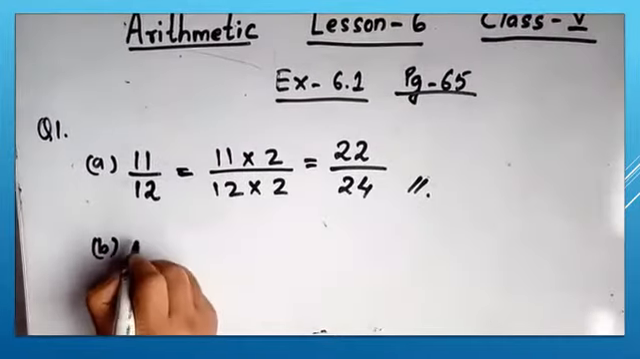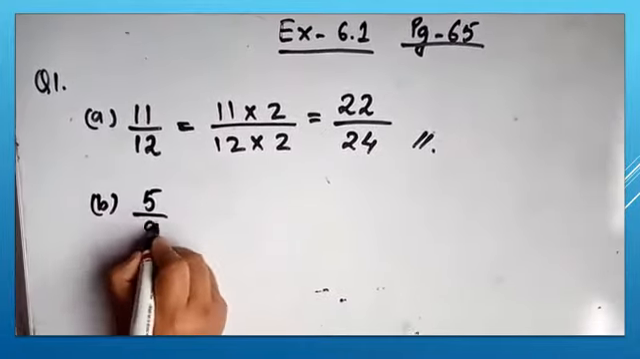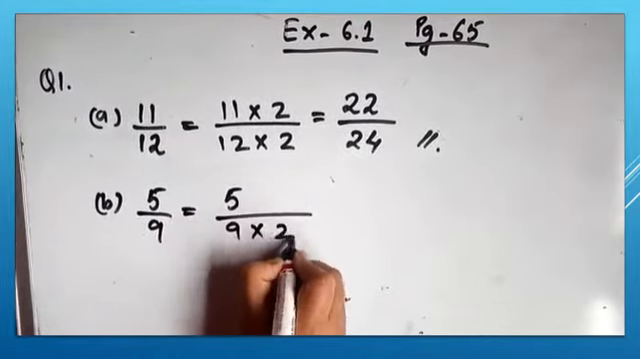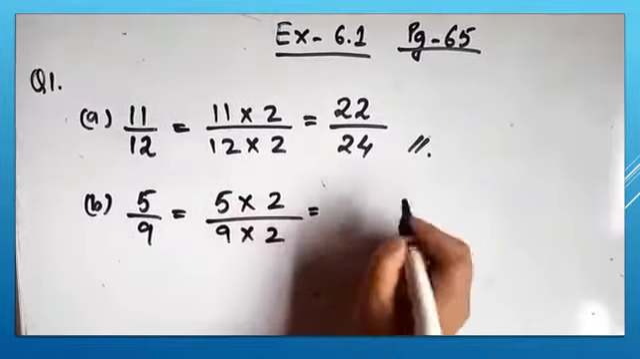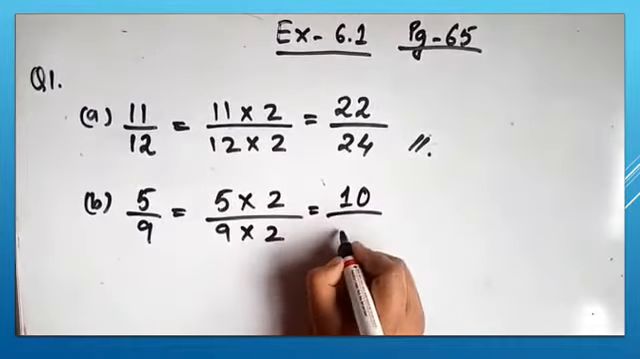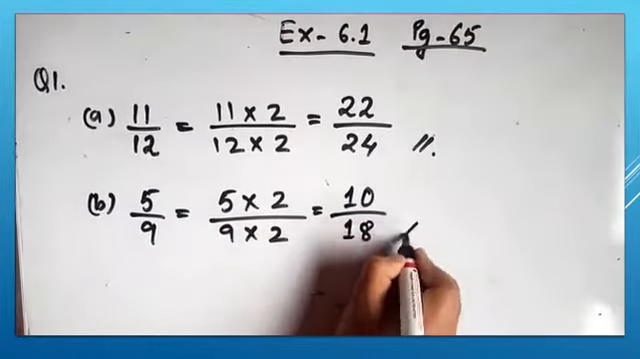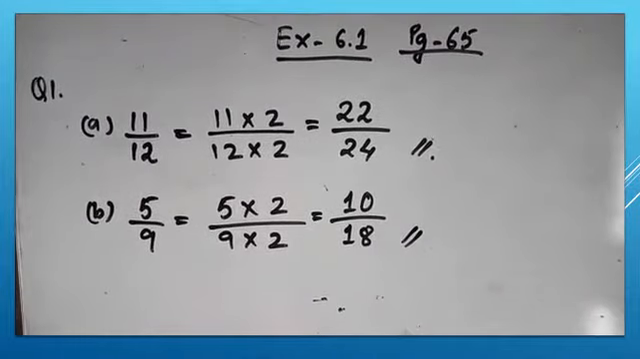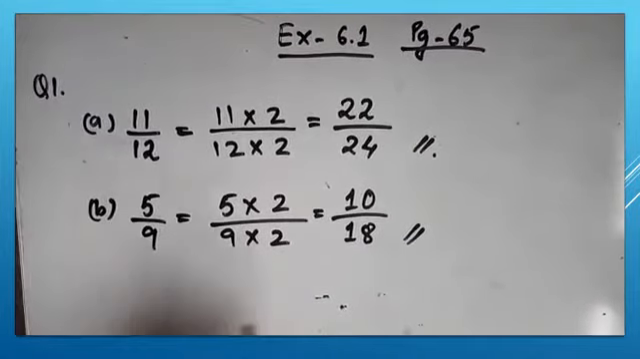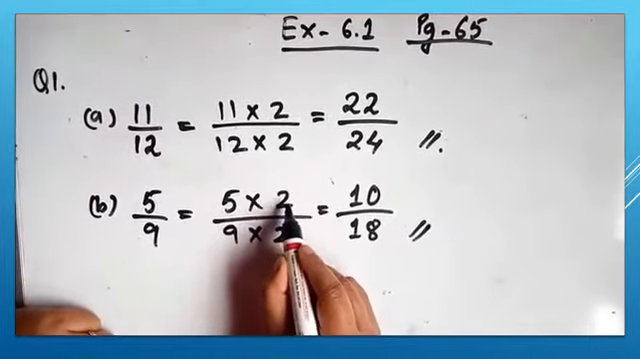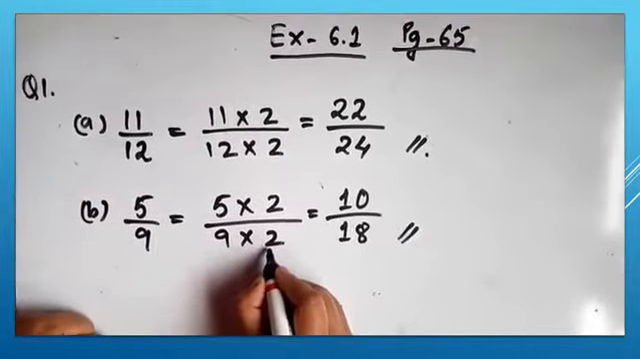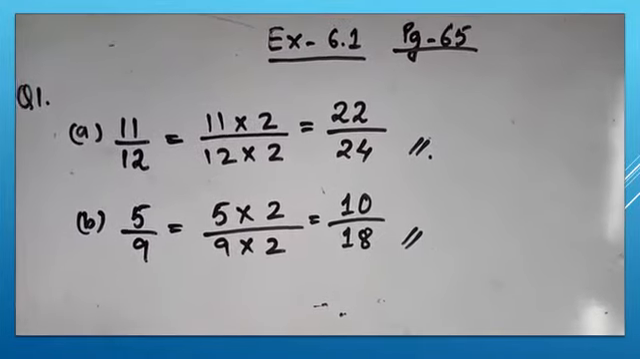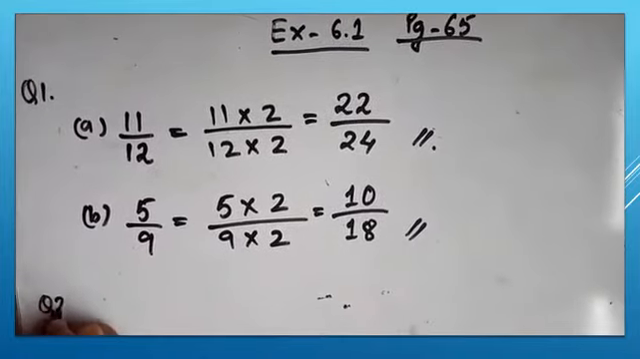Next, in the same way, 5 by 9, you also multiply with 2. 9 2s is 18. Now it's not necessary that you always multiply with 2. You can multiply with another number also, suppose with 3. But if you multiply with 3, then the denominator also you have to multiply with 3. That way you can find an equivalent fraction. Now let us see question number 2.